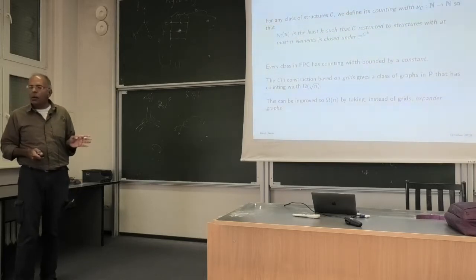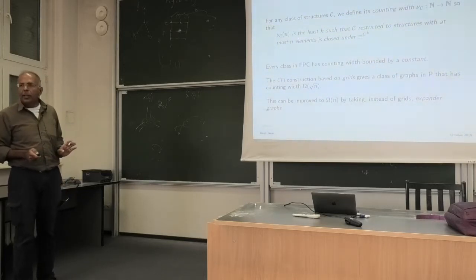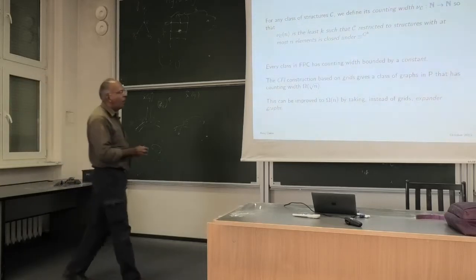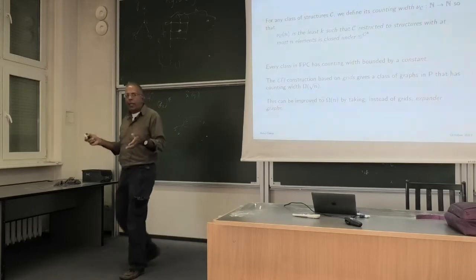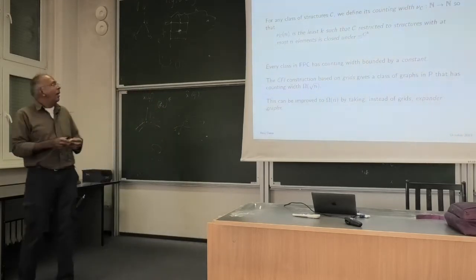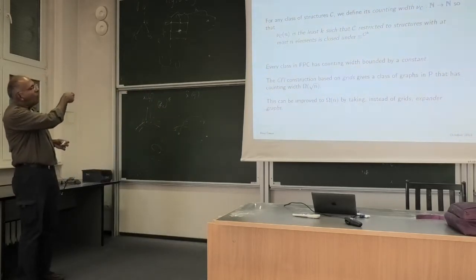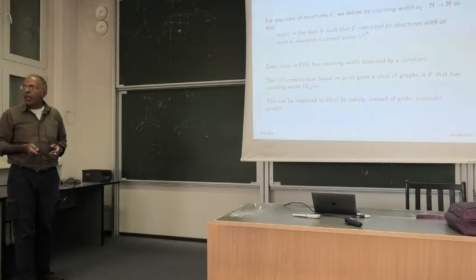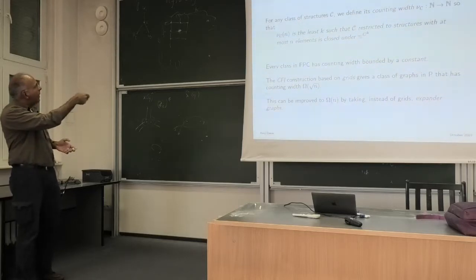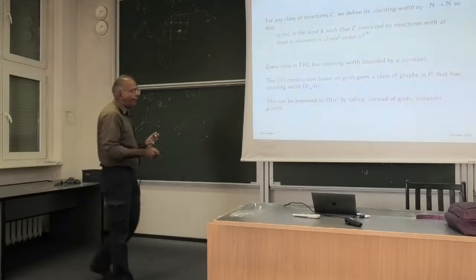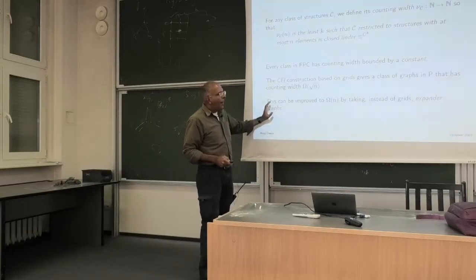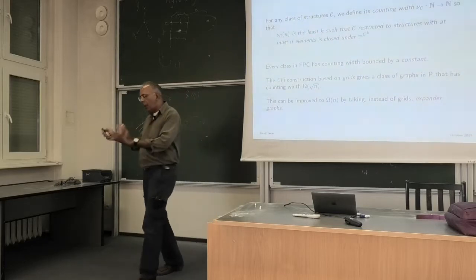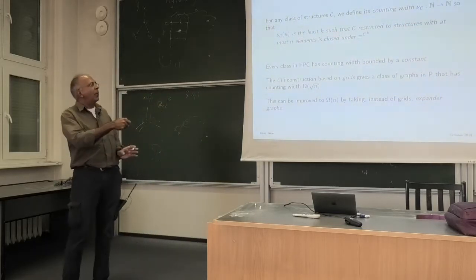Turns out you can get a linear lower bound, and this was already in the original paper by Cipher-Immerman. Instead of grids, you consider expander graphs. You can start with a graph of some constant times k number of vertices, which is sufficiently connected to make this argument go through. Okay, so we can get linear lower bounds. Now, we have one problem for which we have linear lower bounds on counting width.